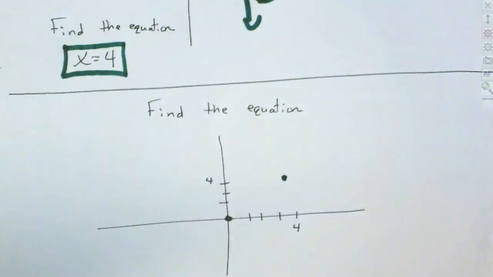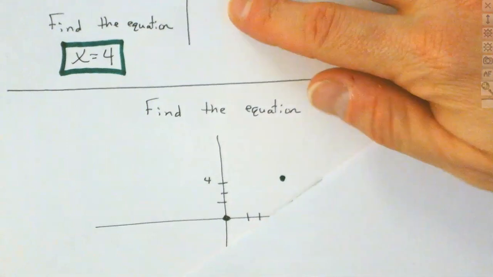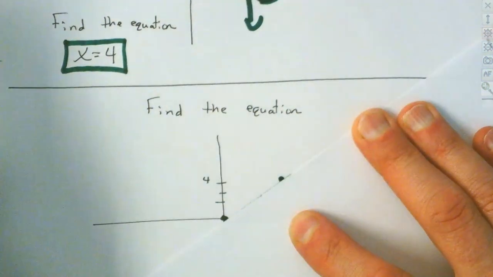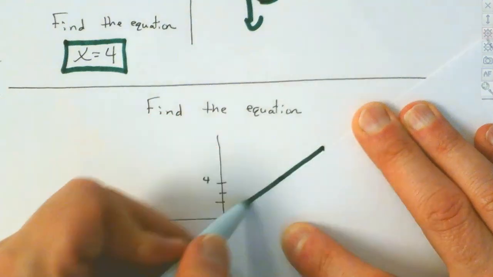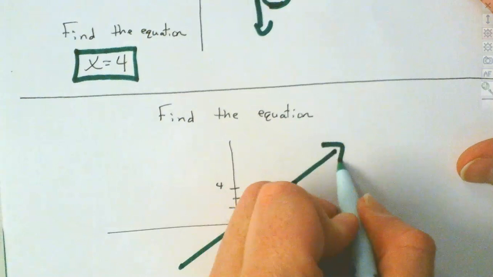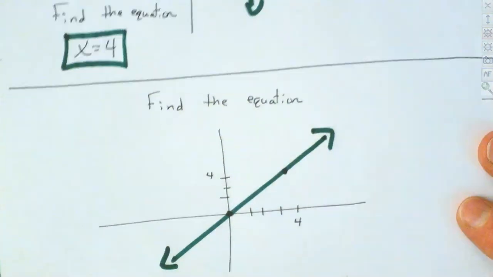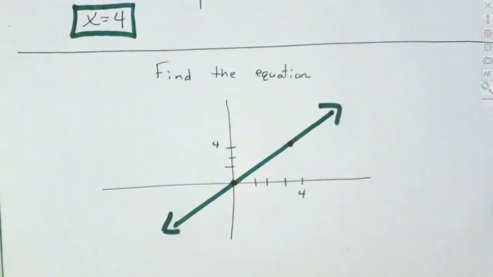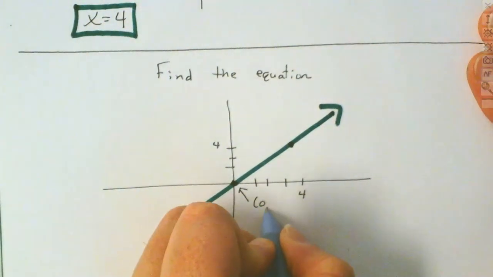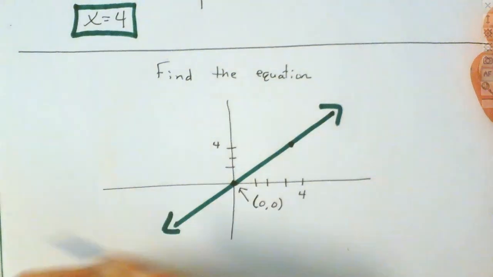So this will be the last one that we're going to look at here. Okay, so here's our line. Now, when I look at this, my slope should be positive, shouldn't it? Right? Because it's going up from left to right. Where does it cross the x-axis at? 0, 0. Right? So there's my x and my y-intercept are both 0, 0.